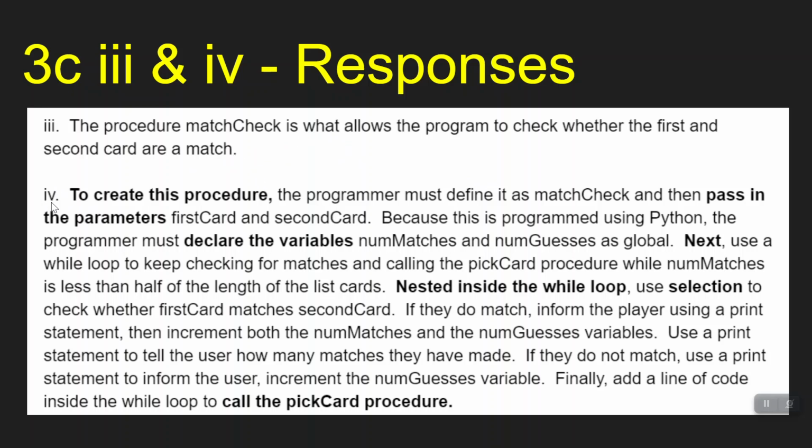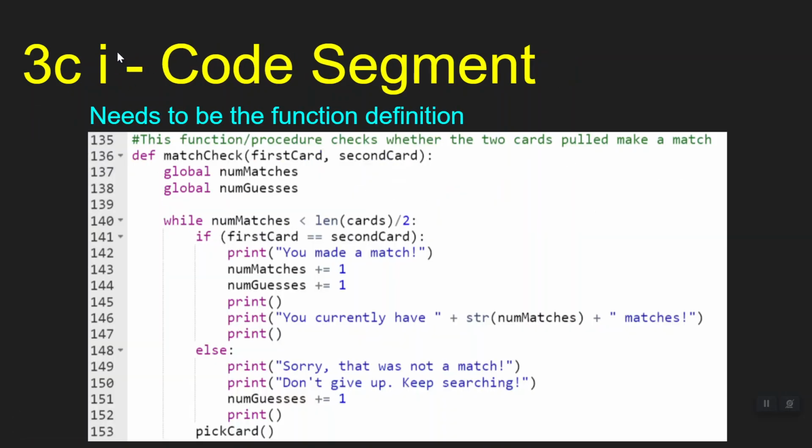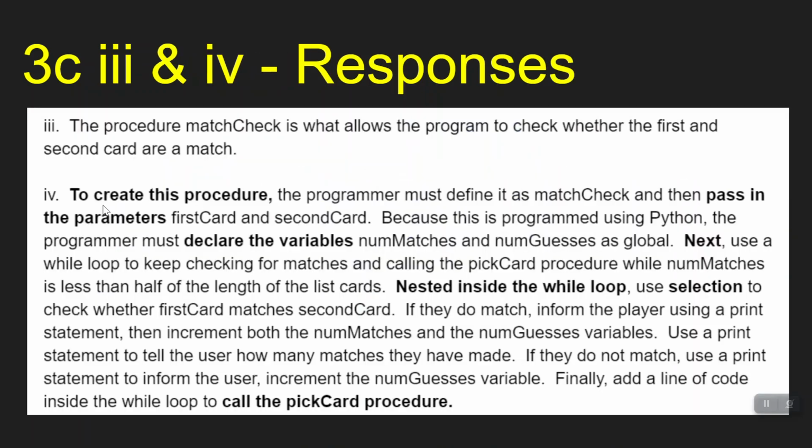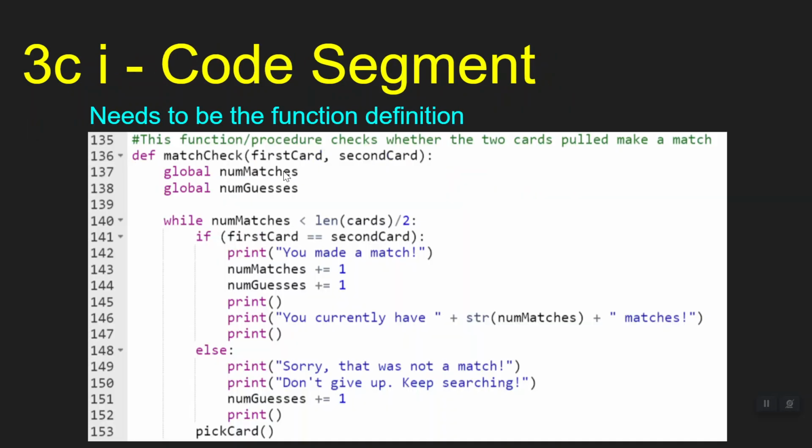But part 4, this is the part where you're going to spend a lot of time just describing what it takes to create this procedure. Now, when you go to write part 4, what I recommend doing is going back to part 1 and just going through this line by line. So line 136 is where I'm defining the procedure and the parameters. So my first sentence is, to create this procedure, the programmer must define it as match check and then pass in the parameters first card and second card. So that's a sentence basically describing this first line.